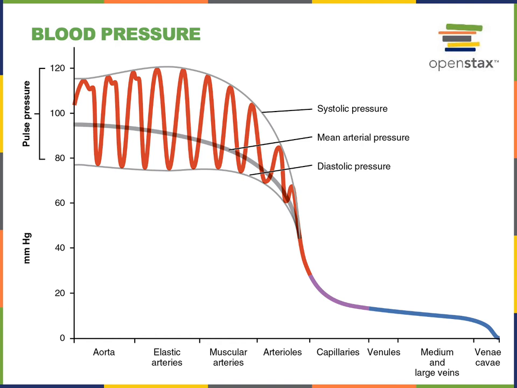When the blood pressure is measured, it's usually measured in a muscular artery, such as the brachial artery in the arm. And so we can measure the values of the systolic and diastolic pressure and then calculate the corresponding pulse pressure. We can also calculate the mean arterial pressure, which is a time-weighted average of blood pressure. It's not just systolic plus diastolic divided by 2. Instead, we'll calculate this mean arterial pressure as 1/3 systolic pressure plus 2/3 diastolic pressure, reflecting the longer amount of time that the heart spends in diastole compared to systole.